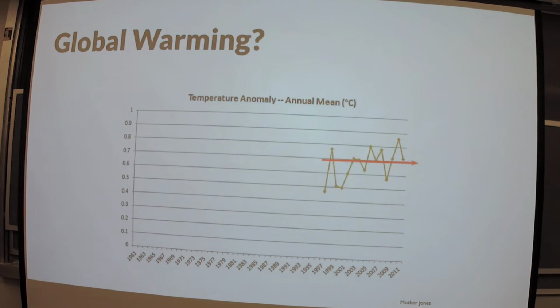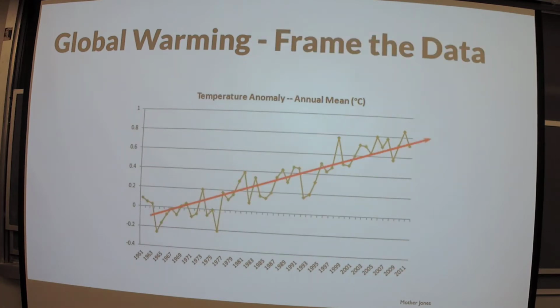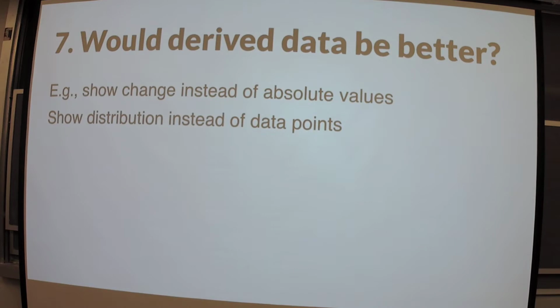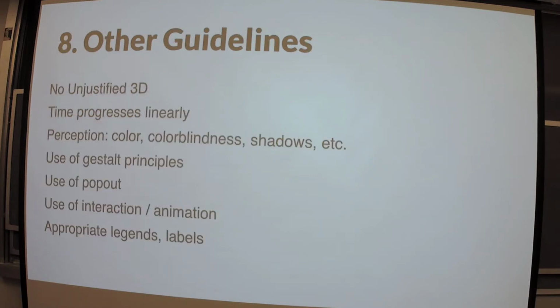So here clearly this doesn't show a strong effect, but if you choose the appropriate context for the data, then the trends become readily apparent. A little bit more subtle is the question: would some kind of data transformation or derivation be better? For example, show the change of the data instead of absolute values, or show a distribution instead of data points.